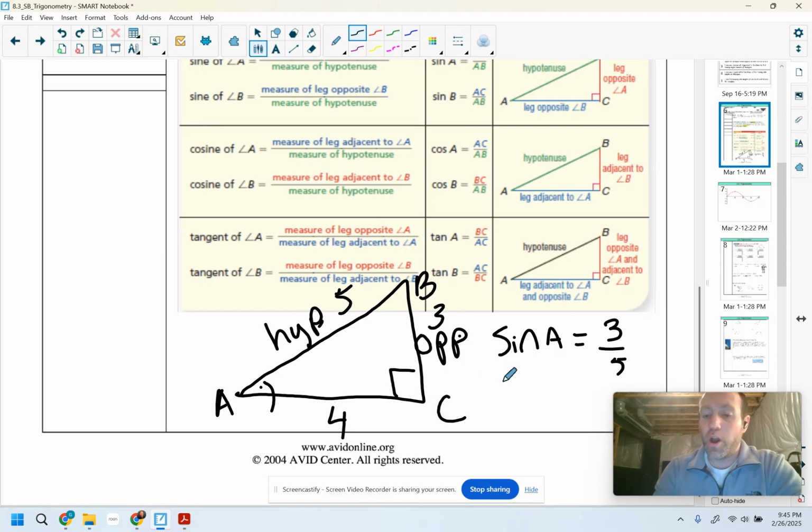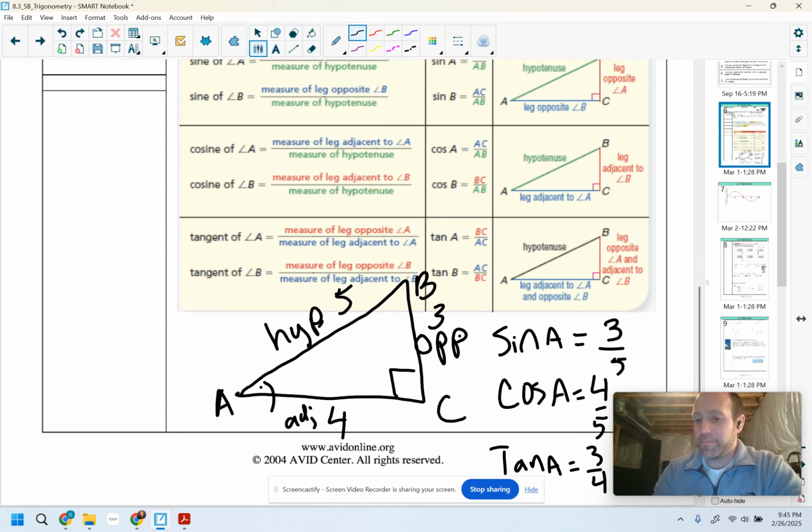And the cosine of angle A is, if we look up here, the cosine is the ratio of the adjacent side to the hypotenuse. So the adjacent side for angle A is 4, so it'll be 4 over 5. And finally, the tangent is the opposite over the adjacent. So tan A is going to be the opposite side of A over the adjacent side of A. So 3 over 4.